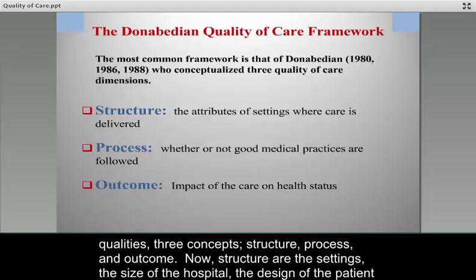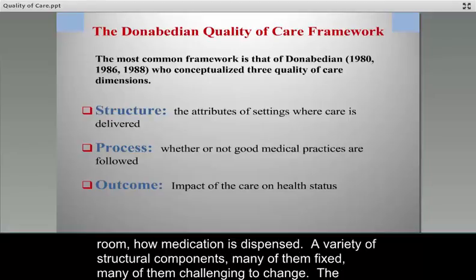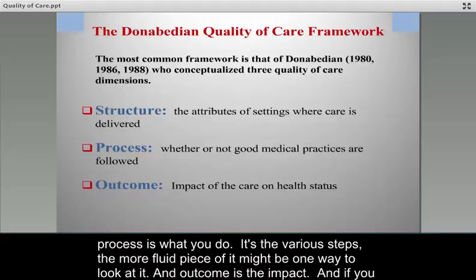Structure is the settings, the size of the hospital, the design of the patient room, how medication is dispensed, a variety of structural components, many of them fixed, many of them challenging to change. Process is what you do. It's the various steps, the more fluid piece of it, might be one way to look at it.